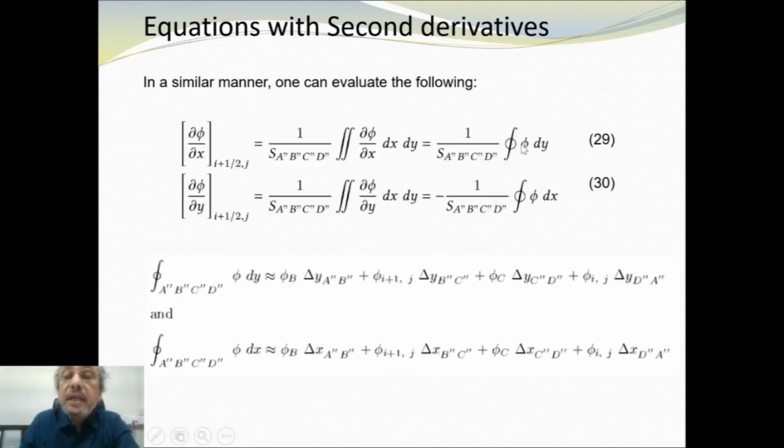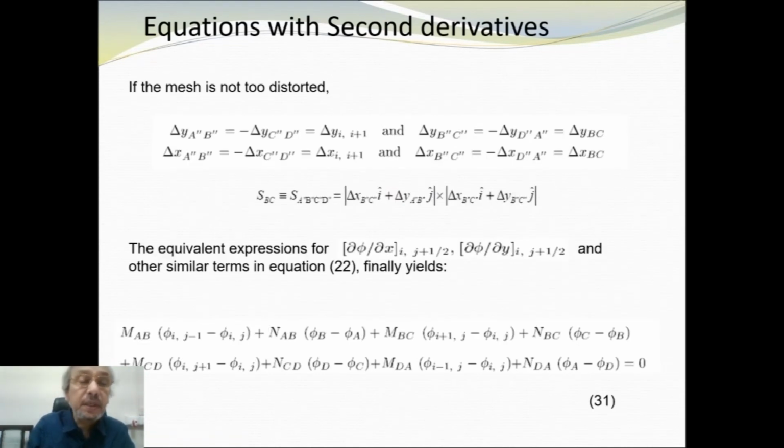So if we evaluate this and then divide the integral values, integral phi dy and integral phi dx, we will be able to get these two quantities, del phi del x at I plus half j, del phi del y at I plus half j. Again, having done that complete evaluation of the second line of equation 22, we have to multiply this with delta y b double prime c double prime, and this with delta x b double prime c double prime, and then again we will get an expression.